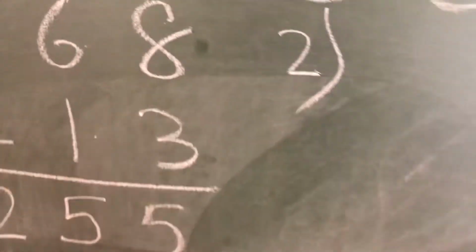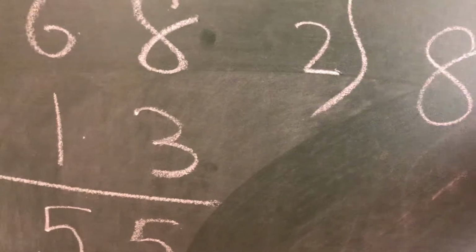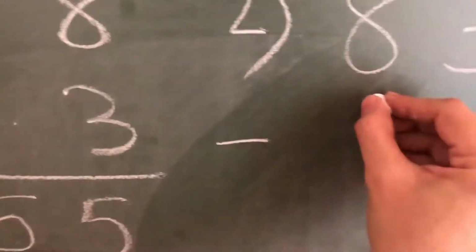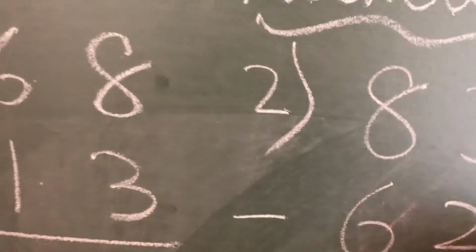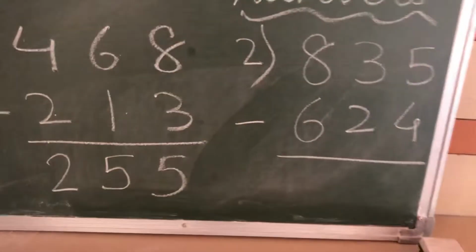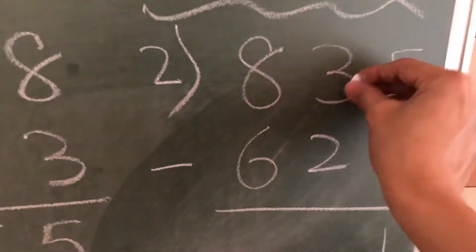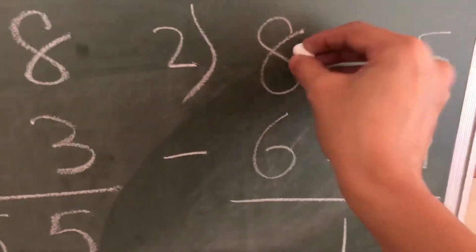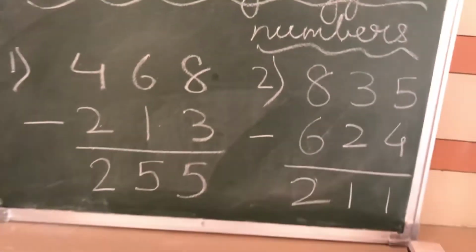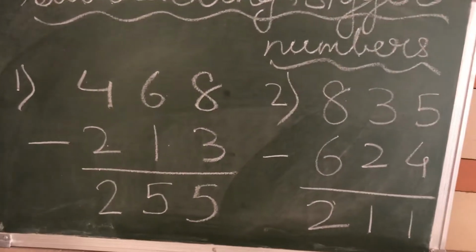One more example I will take here. If I take an example of 835 minus 624. Okay, so now 5 minus 4 will be 1, 3 minus 2 will be 1, and 8 minus 6 will be 2. So this is how you have to subtract. This is how subtraction of bigger numbers you will do.